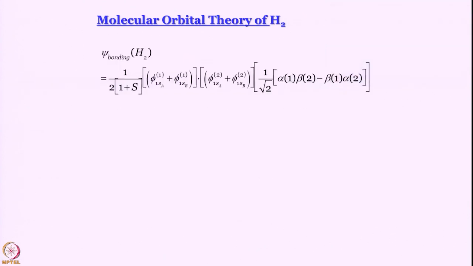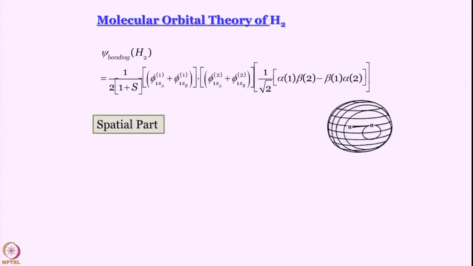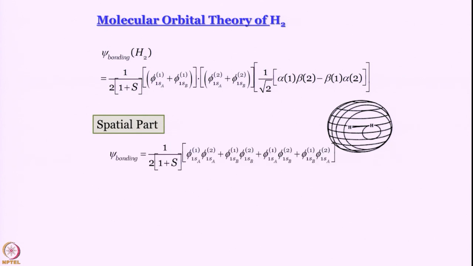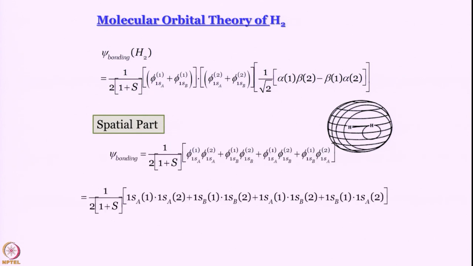Okay. Now, one last thing that we wanted to discuss about dihydrogen molecule is, just forget the spin part for the moment, look at the spatial part, expand it, this is what you get, and I will write it in another way. Instead of writing phi so many times, I will just write 1sa, 1sb, so on and so forth. Now, look at the first 2 terms.